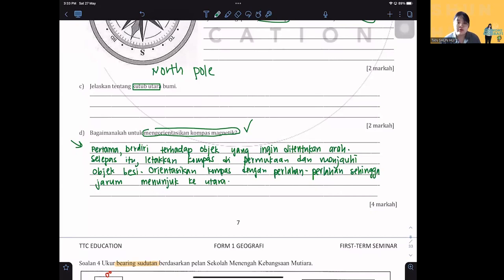And the last, what you do? Last step, read the direction, right? Akhirnya, bacakan arah objek. This is how you get your 4 marks. Is that okay?